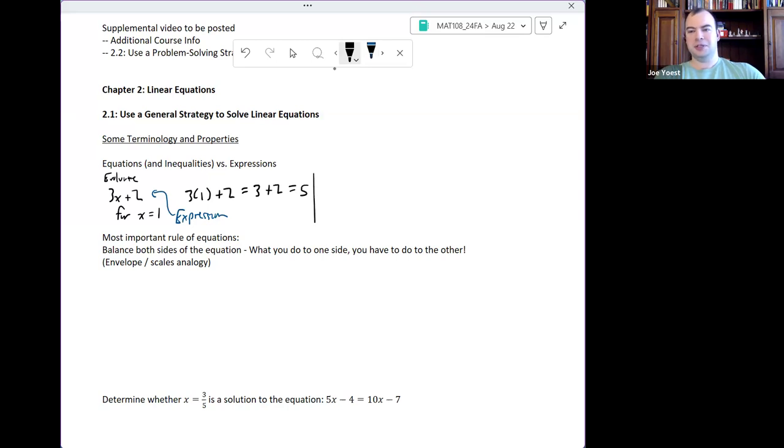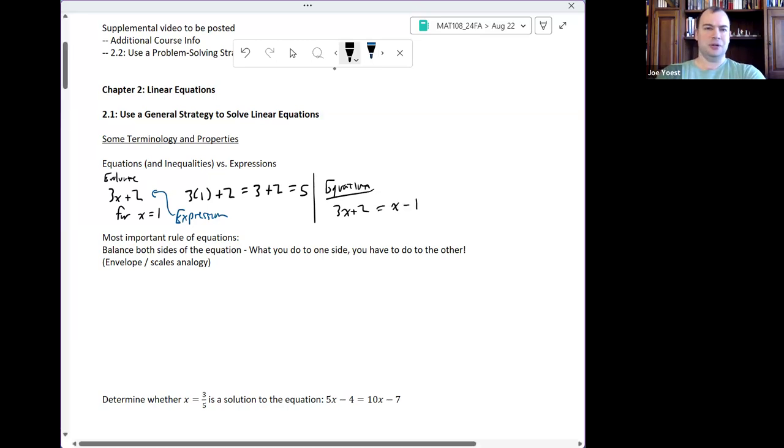An equation, though, is a claim. It's a claim like 3x plus 2 equals x minus 1, something like that. It's either a claim or maybe you would say an assertion. It's a statement that something is true. It's a statement that this expression and this expression are logically equivalent, or represent the same number.